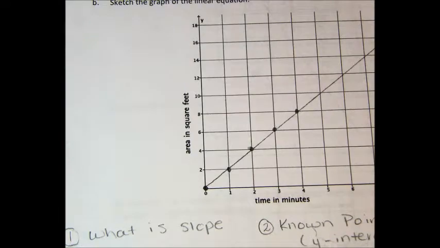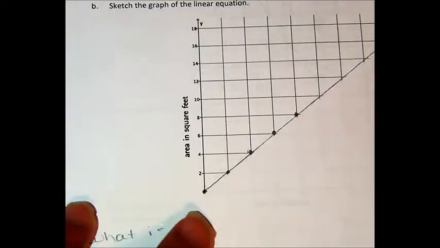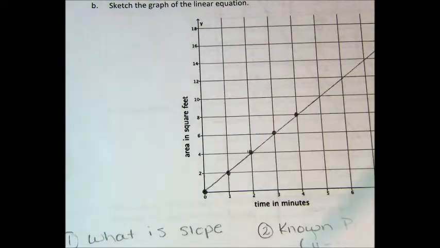I should be able to use my ruler, my straight edge. I'm using a piece of paper, the edge of it. Line up those points, and I should produce a straight line.